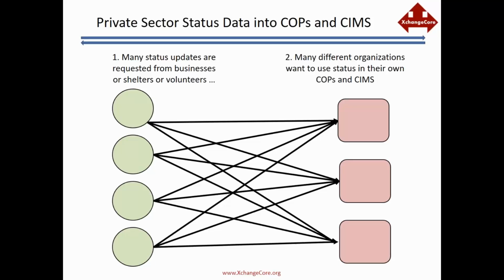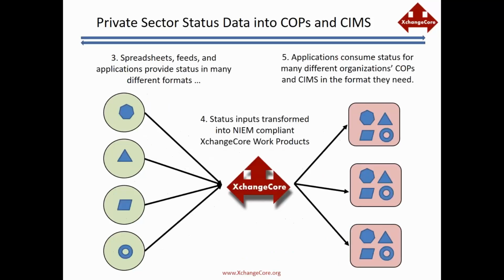Huge, huge waste of time, which is replaced by the ability of anybody on the left with those 4 different kinds of information that are represented there to do a spreadsheet, to make an electronic feed, to have their application connect directly into XchangeCore. Thus, many, many different kinds of formats. Go into XchangeCore, and the status inputs are then transformed into NEEM-compliant work products. And on the right-hand side, all the different applications consume the status information from those many different organizations on the left-hand side.